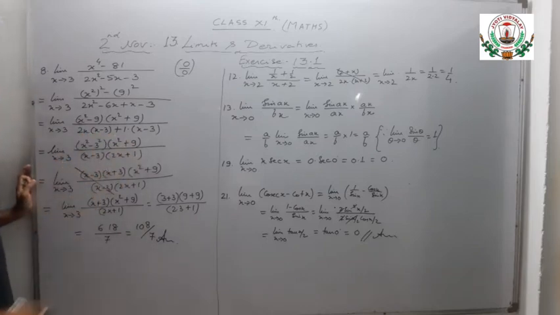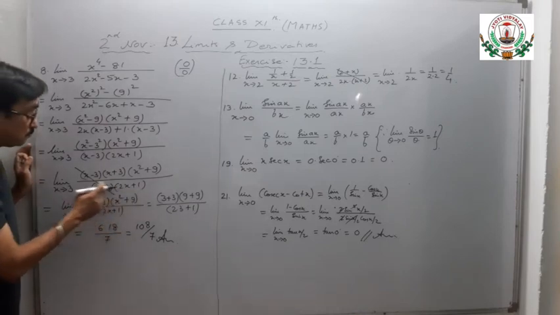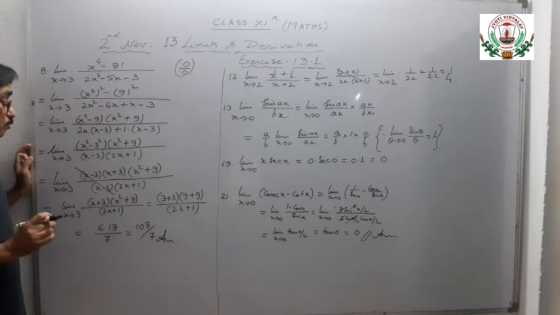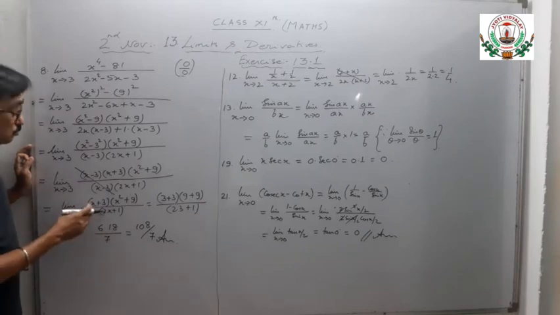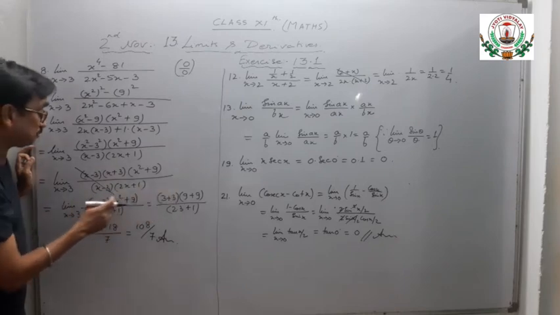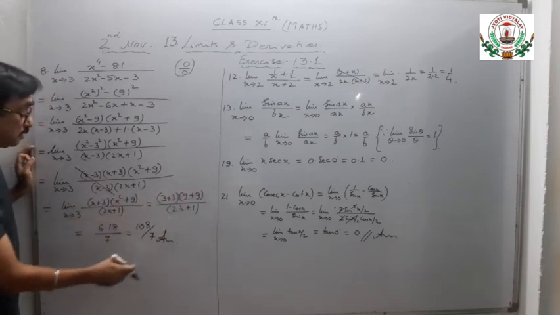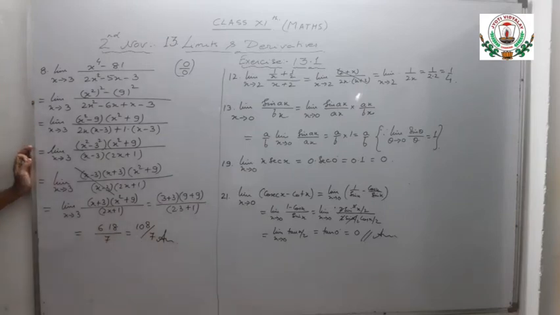So this common factor x minus 3 will be cancelled out, and the remaining part is the simplest form of this function. Now we can directly substitute the value x equals 3: (3 plus 3), 3 square is 9, 9 plus 9, upon 2 into (3 plus 1). At last, after simplification, we get 108 upon 7.